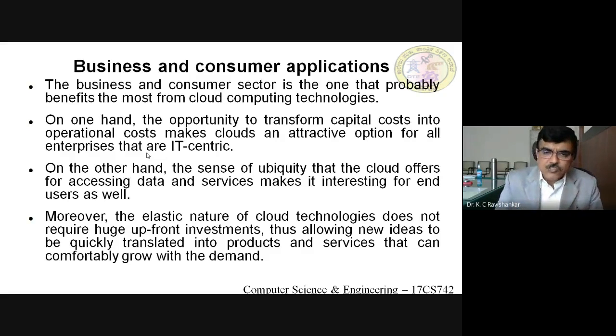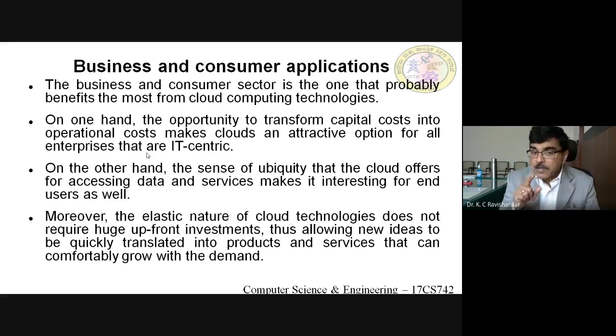Moreover, the elastic nature of cloud technologies does not require huge upfront investments, thus allowing new ideas to be quickly translated into products and services that can comfortably grow with the demand. So please understand this: heavy upfront investments are not required. If you want to start a company, a startup, one room, maybe a 10 by 10 room is enough. Like Infosys started with that type of room. You can also do that, but you should properly understand the facility available in a cloud and how that cloud facility can be extended to your problem.